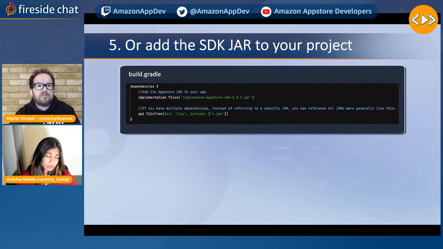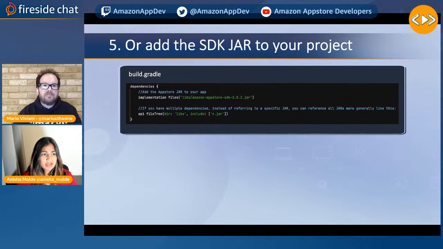Alternatively, you can add the SDK jar file directly into your project. And to do this, you open your app's build Gradle file and add a dependency to the Amazon App Store SDK version that you downloaded, or depending on the version you want to use. For example, in this, I'm referring to 3.0.2. So the code would look like this snippet here. However, if you have multiple dependencies, instead of referring to a specific jar file, you can reference all the jar files more generically as shown there.